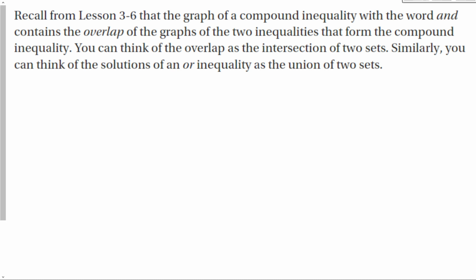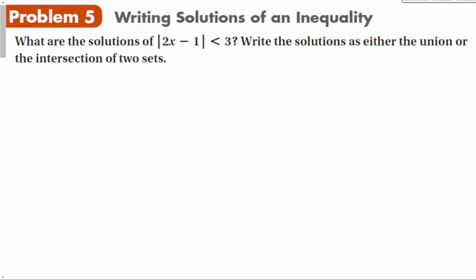So recall from lesson 3.6 that the graph of a compound inequality with the word and contains the overlap of the graph of the two inequalities that form the compound inequality. So you can think of the overlap as the intersection. Similarly, you can think of solutions to an or inequality as the union. So when we look at a situation like this, write the solutions that are either in the union or the intersection of the two sets.